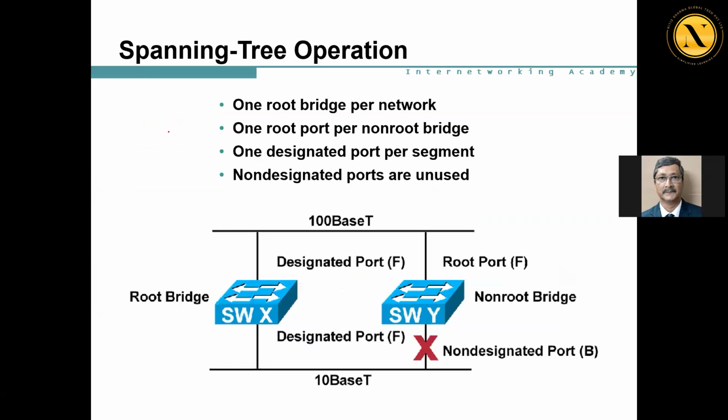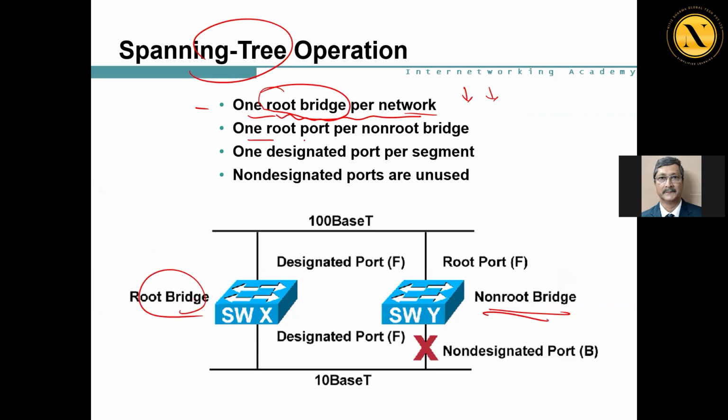Okay, so how does it work? First is the election of a root bridge. Only one root bridge per network. You may have n number of switches in your LAN, but only one switch will be elected as the root bridge, the one with the lowest priority or lowest MAC address. All others will become non-root bridges. Only one root port per non-root bridge.